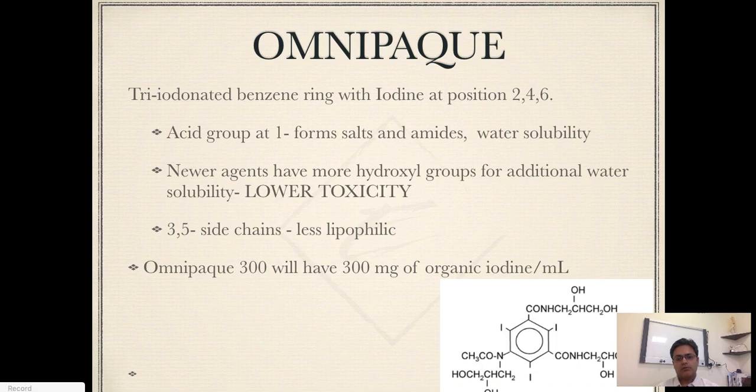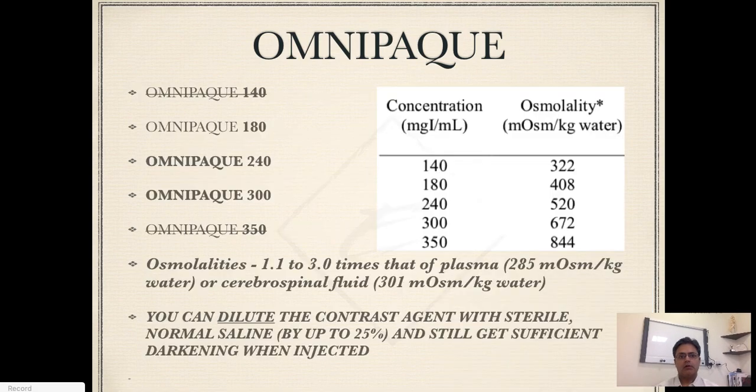There is an acid group in position 1, which forms amides and salts and influences the water solubility. At position 3 and 5, there are basically the side chains which make it less lipid soluble and hence reduce the chances of complications. Now, as we discussed before, OMNIPAQUE comes in different forms or strengths, such as 140, 180, 240, 300 and 350.